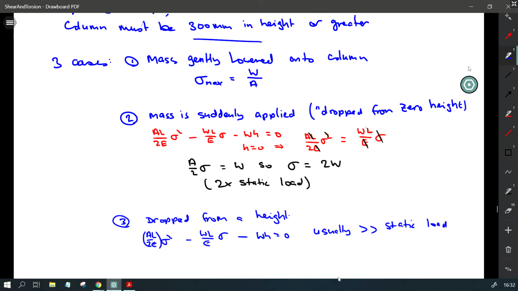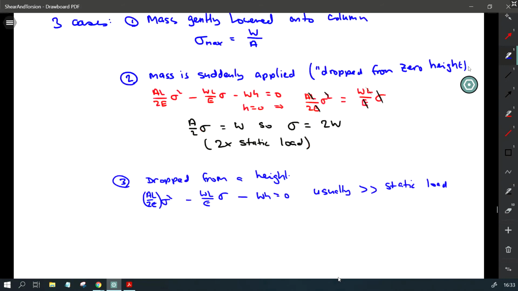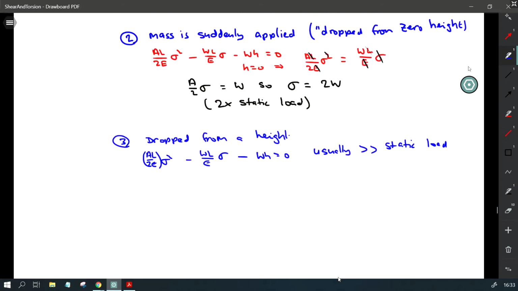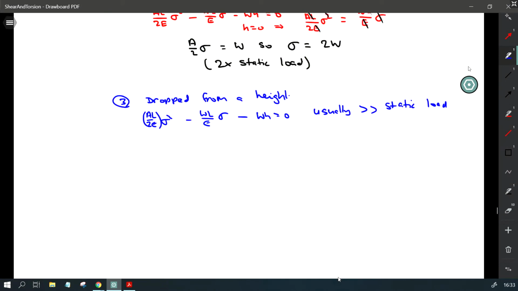So if it was gently lowered into place, then what would happen is the column would slowly begin to take up more and more of the weight, and the most you'd ever see would be that. In case number 2, when the mass is suddenly applied but not dropped, surprisingly, it's higher. And in the third case, it's much higher.